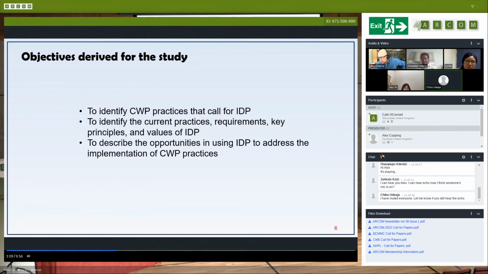The objectives derived for this study are: 1. To identify CWP practices that call for IDP. 2. To identify the current practices, requirements, key principles, and values of IDP. 3. To describe the opportunities in using IDP to address the implementation of CWP practices.